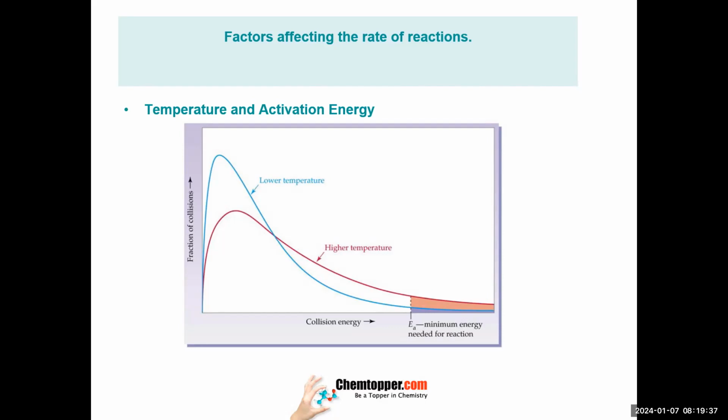Okay, good. Now the factors. Because we are left with less time, I'm going to discuss the factors very fast. It needs to hit where it needs to. That's the proper orientation. But energy is also important. If the collision is properly oriented, but it doesn't have sufficient energy, the product will still not form.